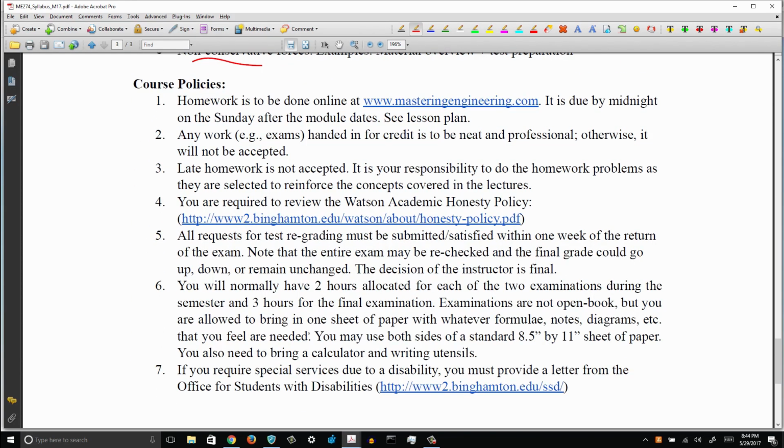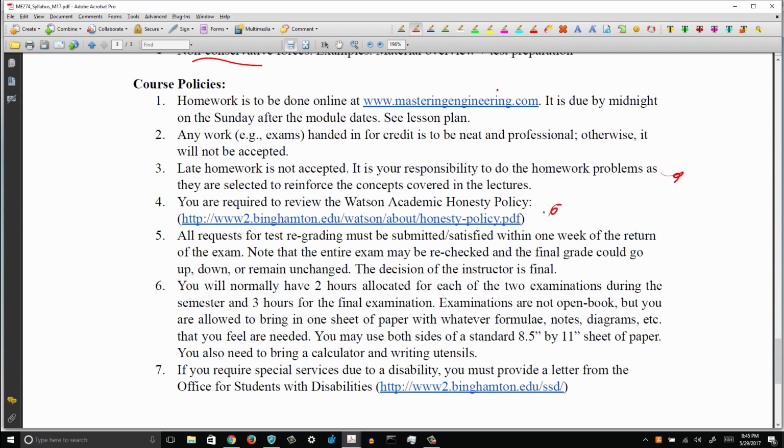Course policies. Homework is to be done online at this URL. It's due by midnight on the Sunday after the module dates, and just see the lesson plan. Any work, that means the 3 exams that you're going to turn in for credit, need to be neat and professional, otherwise I won't accept it. Now, these exams are going to be administered by a proctor, which you're responsible for finding, and I'll go over that in a little bit. Do not accept late homework.